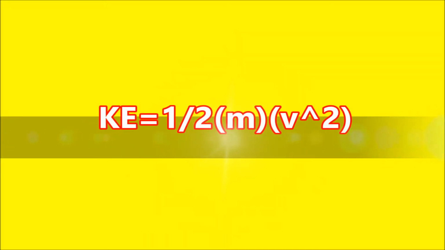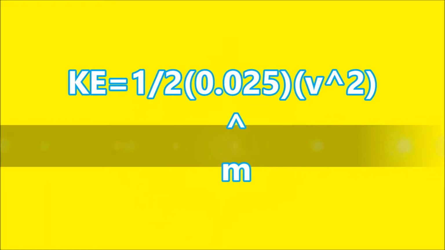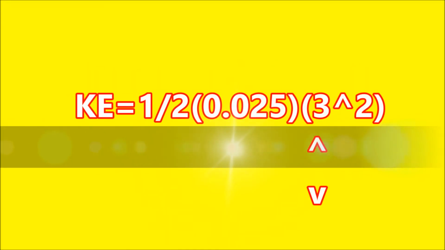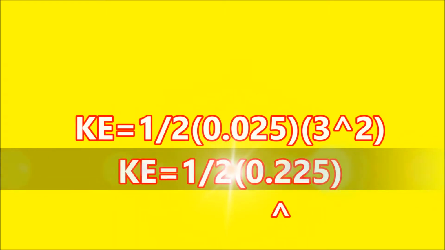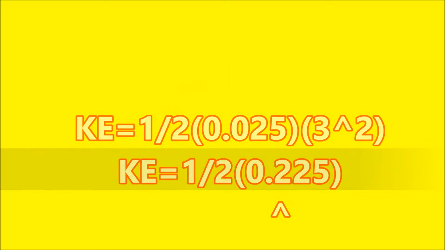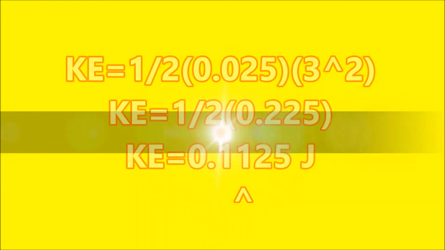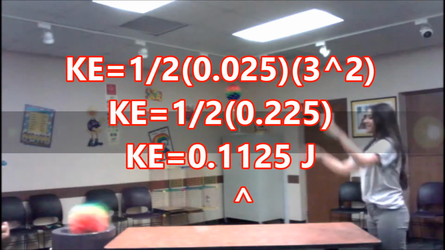To conclude, we plug everything back into the equation. Now we plug in 0.025 kilograms for the mass. For velocity, we plug in 3. Now we multiply mass times velocity squared, which gives us 0.225. Now we divide by 2, giving us a total of 0.1125.